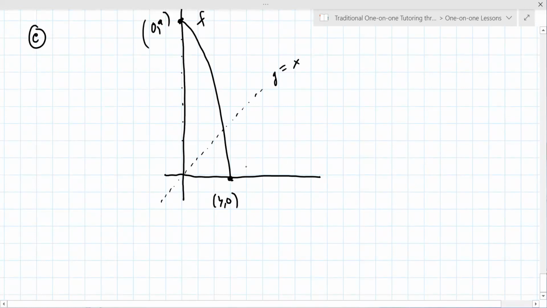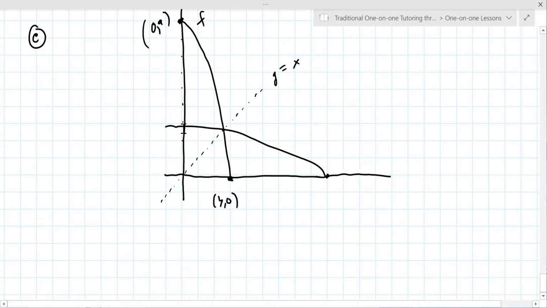So I actually have to go out further here. Okay, so this looks like that. That's the other one.